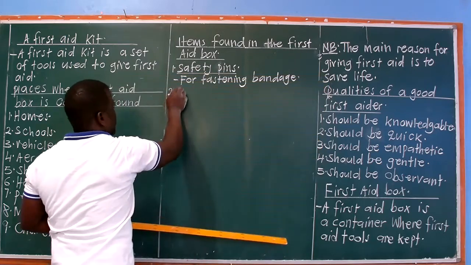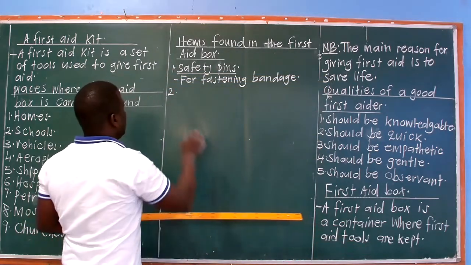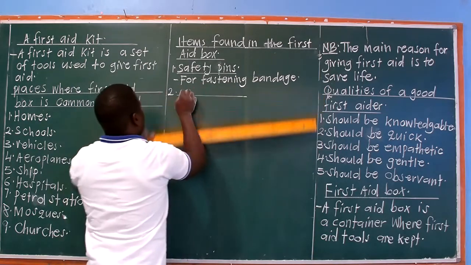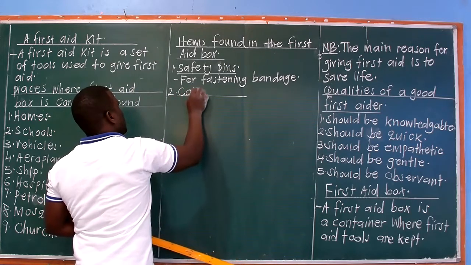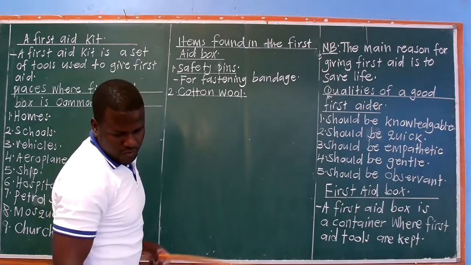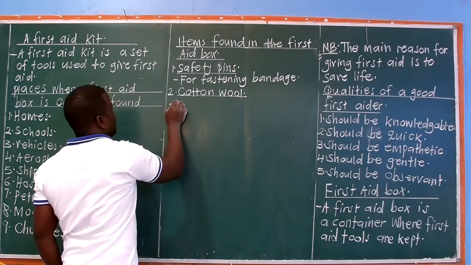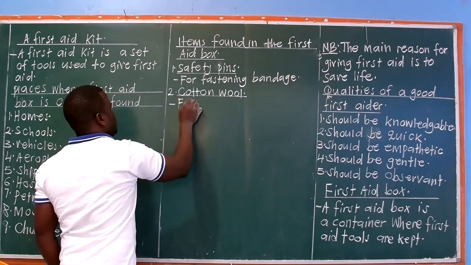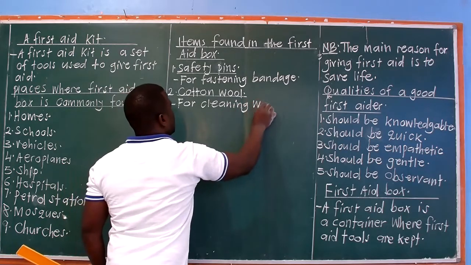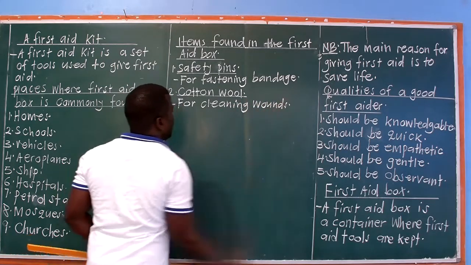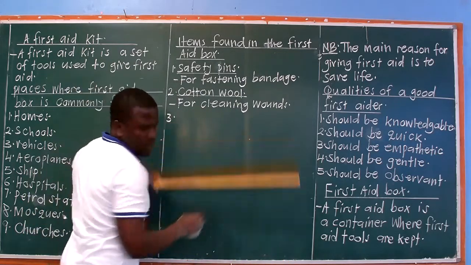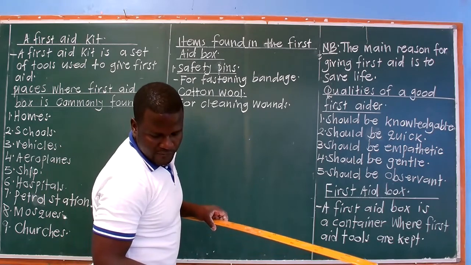Number 2, we have what you call cotton wool. Cotton wool is used for cleaning wounds. So in case of an accident and somebody is bleeding, we use the cotton wool to clean the wound.